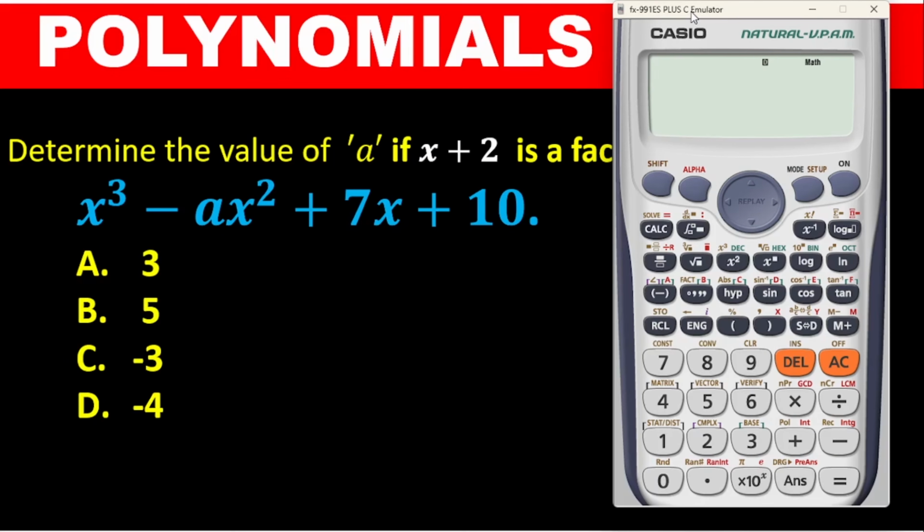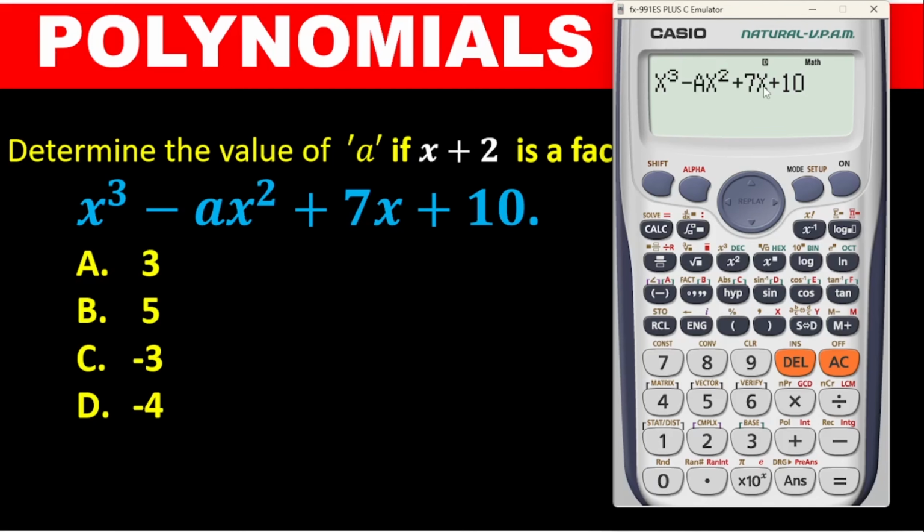Now we have x cubed, so alpha x, and then shift and then square, and then minus ax squared, so alpha A, and then alpha x, you square the x, and then plus 7x, so 7 alpha x, and then plus 10, so we have plus 10. You want to be sure that you have actually entered exactly what the function is, and now I am sure I have done the right thing.